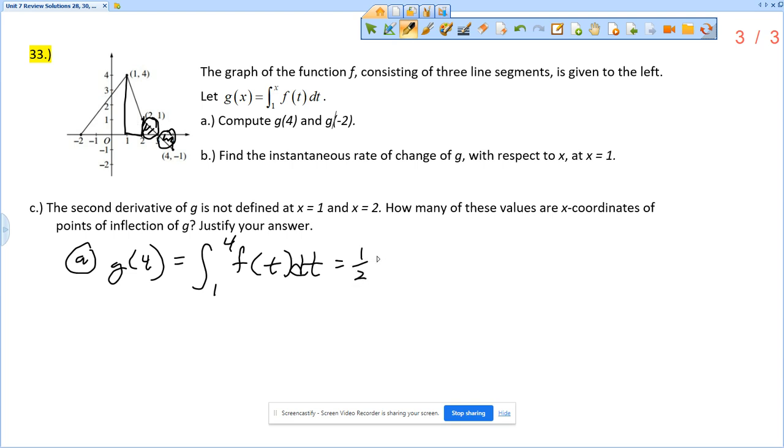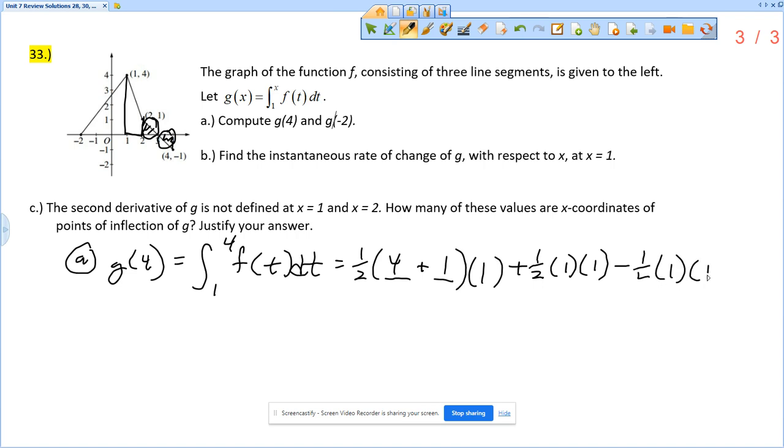So 1/2 base 1 plus base 2 times the height, right? And so base 1 would be this vertical distance here, which is 4. Base 2 is this vertical distance here, which is 1. Times the height, that would be the horizontal distance, 1. Plus, then we've got this area of the triangle, which is 1/2 the base, which is 1, times the height, which is 1. And then we've got minus this triangle, which is 1/2 the base, which is 1, times the height, which is 1. So obviously these are just going to subtract out.